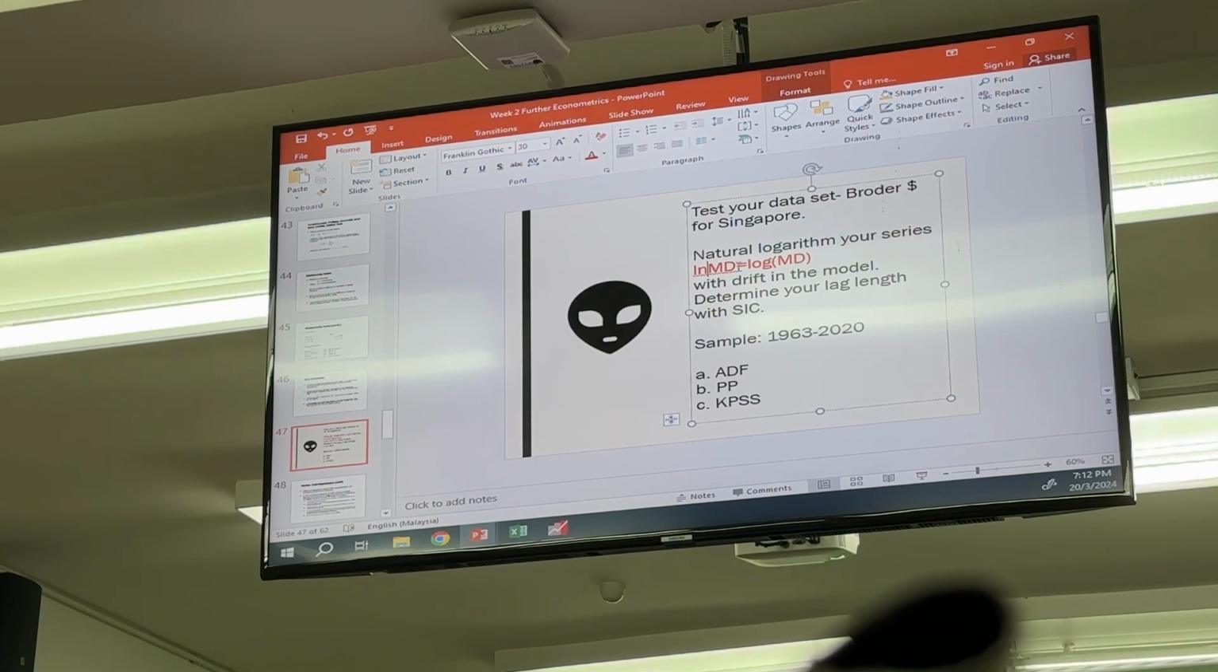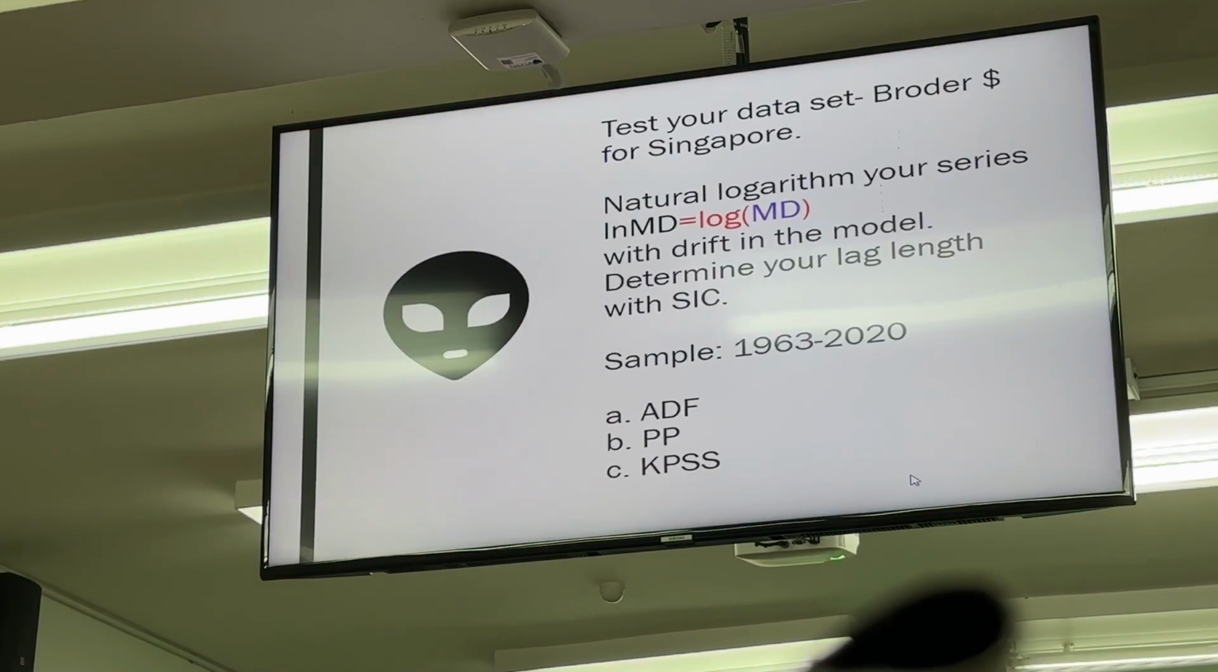So this is the equals log. I should put this one in the black color. And then this is your variable name. So this is my command in EViews for how I log the series.